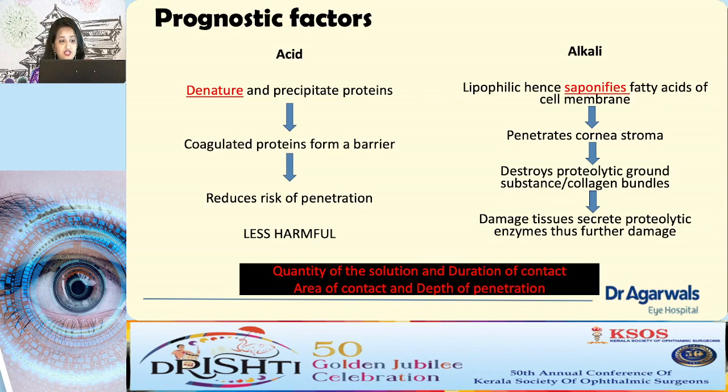If it is an acid injury, they normally denature and precipitate the proteins and thus create a barrier for further penetration and hence are comparatively less harmful. Whereas strong alkalis saponify the fatty acids in the cell membrane, thus destroying the collagen and also releasing proteolytic enzymes, which then becomes a vicious cycle and causes further damage. Not only the ingredient or the chemical, we need to know the quantity, the duration of contact, area of contact, as well as depth of penetration before we go in to understand the prognostic values.